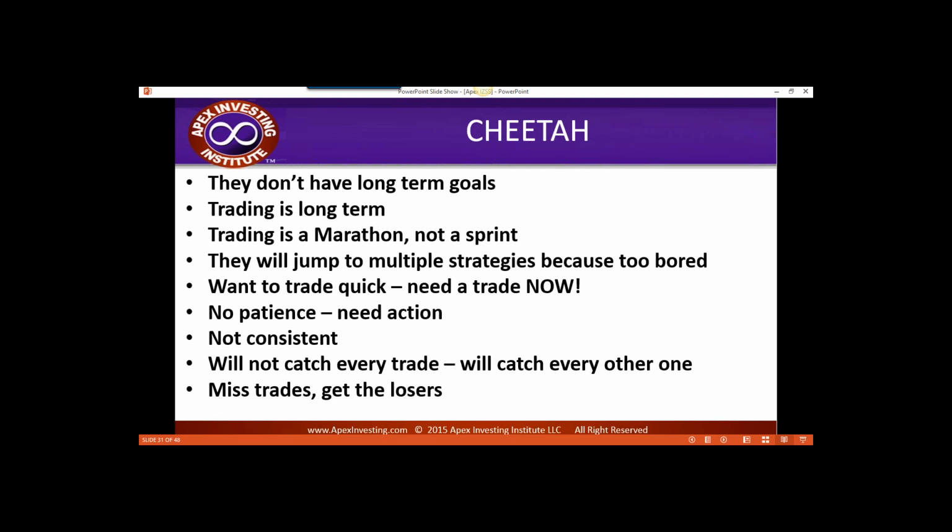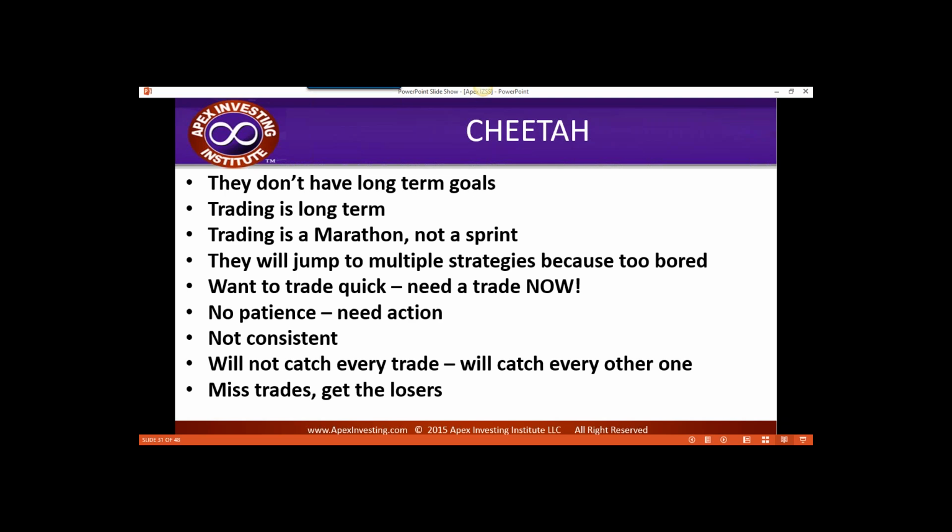It's different from a pig. A pig will go from strategy to strategy to strategy because the pig tries one and thinks, I didn't have a great trade or great day, let me try something else. The pig does it because he didn't want to learn. He just wants something easy handed to him, and he wants a 100% win rate. The cheetah will jump between multiple strategies because they're bored.